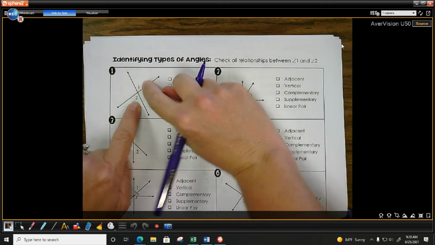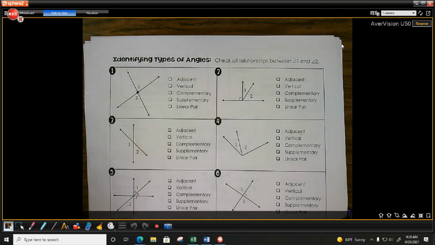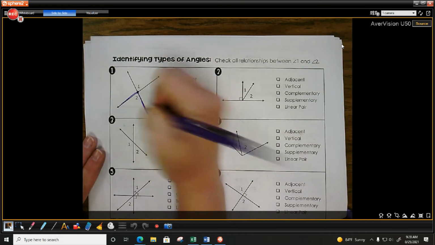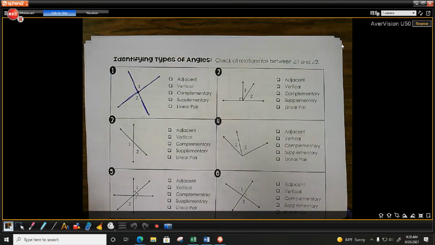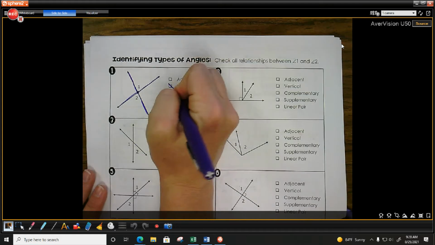Angle 1 and 2, they have the same vertex, but do they share a side? No, because the two sides for angle 2 are right here, which are not the same two sides as angle 1. So they're not adjacent. They're vertical because they're intersecting lines, angles opposite each other. Okay? So they're not adjacent.